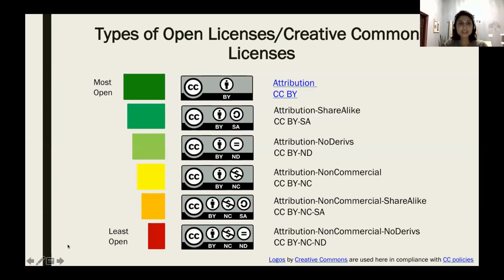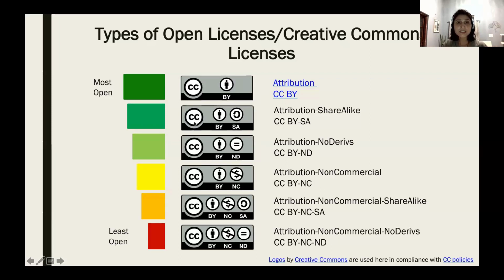Now, these are some of the licenses which are there. You can see they are graded from most open to least open. The first one is the most open, as I already mentioned, attribution CC BY, which does not impose any restriction on the original work. That means this is equivalent to free, open or public domain work. So any second or third person can use the work of the original author without any restriction. They can use it for commercial purposes, redistribute it, modify the original work, and do whatever they want with it. The only thing is, they have to tag the original author. They have to give credit to the original author.